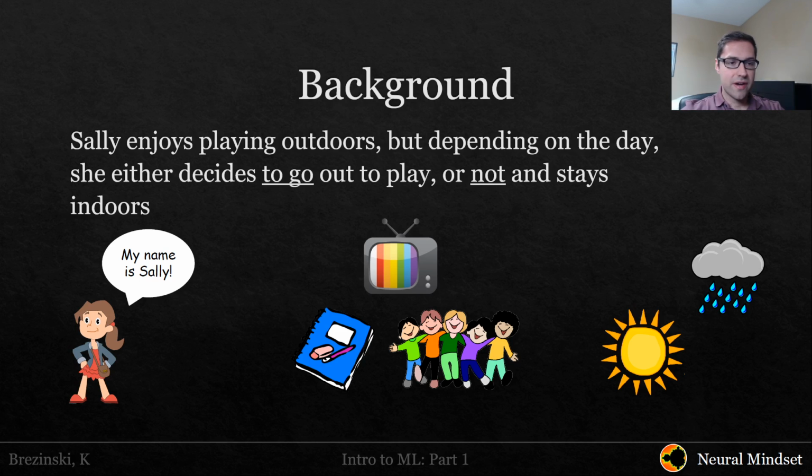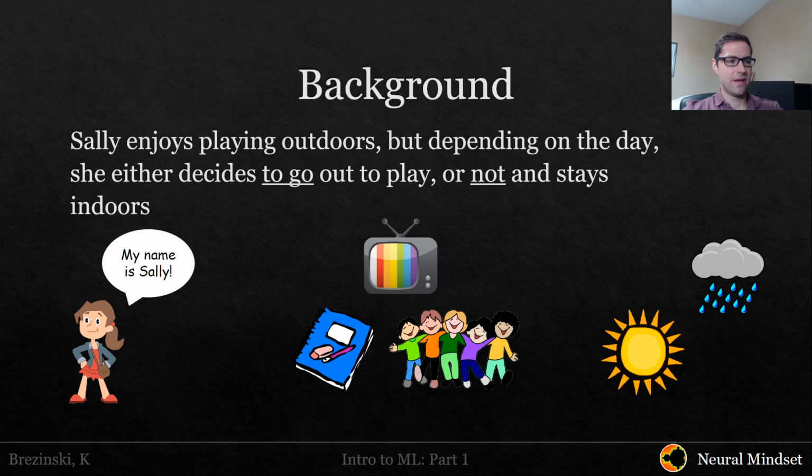And to the contrary, we have things like her friends, where when her friends are there, or when all of her friends are there, she's more likely to want to go outside and play with her friends, versus when one of her friends wants to play, she's more likely to stay indoors because she doesn't have as much fun. And additionally, we can imagine the temperature and sort of the conditions outside. So on a sunny day, Sally loves going to play outdoors. On a cloudy day, she hates it.